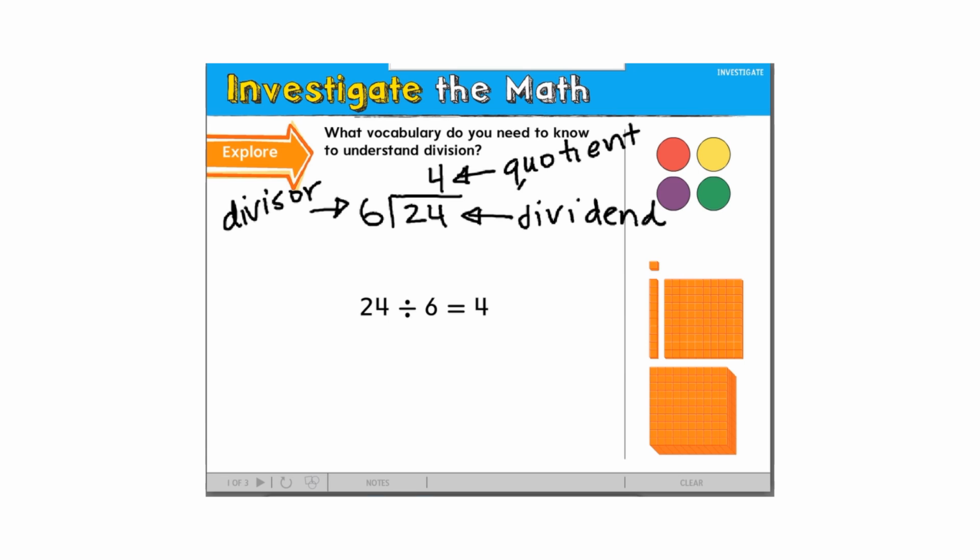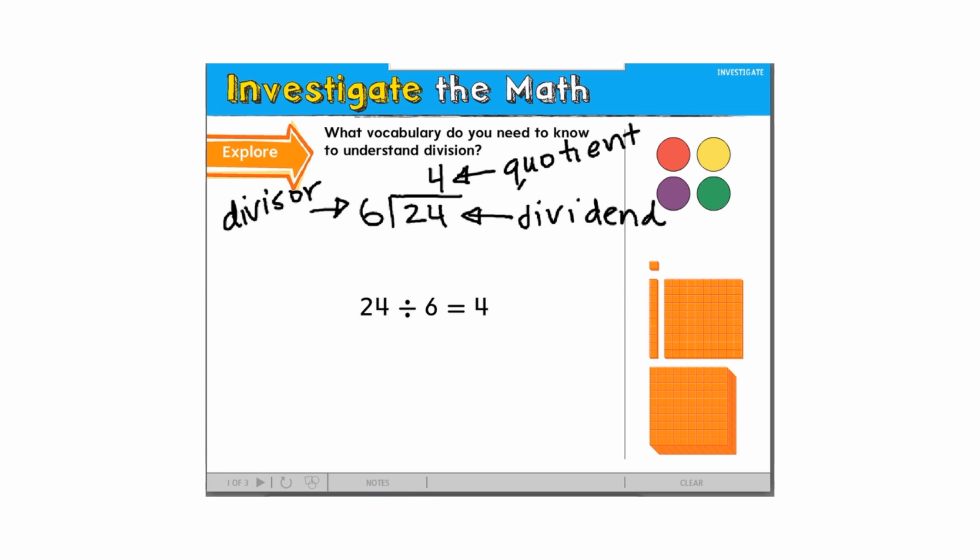So your fact family would be 24, 6, and 4, right? Those are the 3 numbers that we're working with. You can use multiplication to help you check your answer by doing 4 times 6 and you get 24. So if you work backwards and you use multiplication, you can always check your answer too.